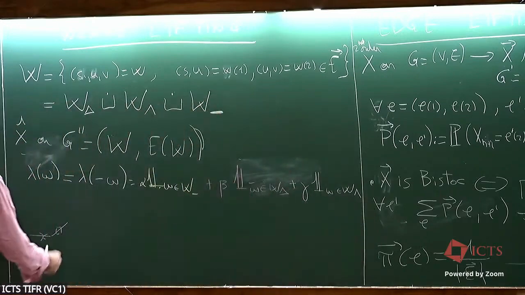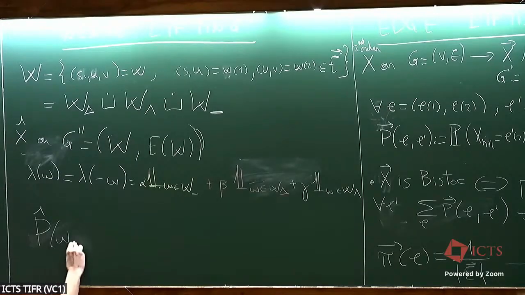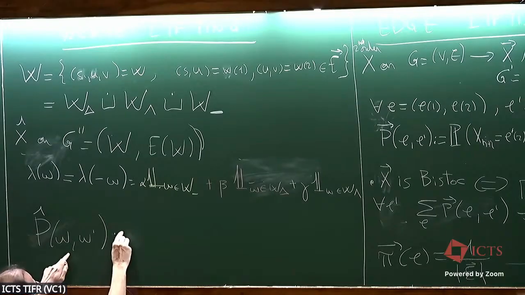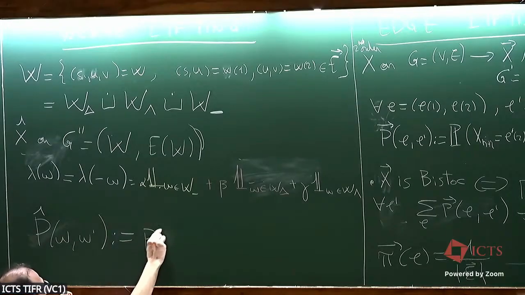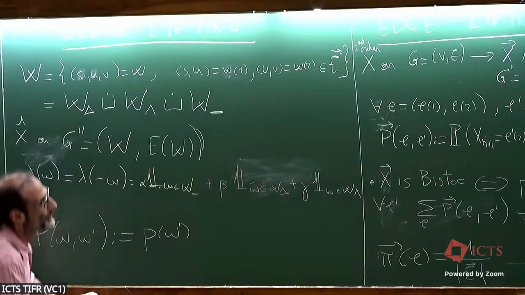Now, on this space, I can define a new Markov chain in which I can concatenate wedges, and the probability to go from one wedge to another is proportional to the arrival W prime.